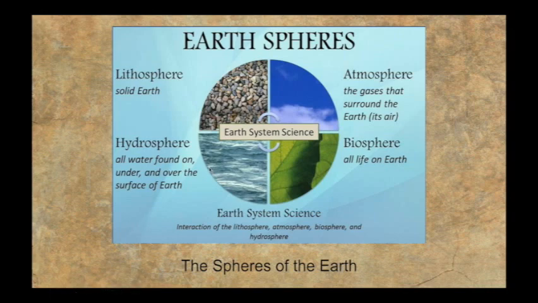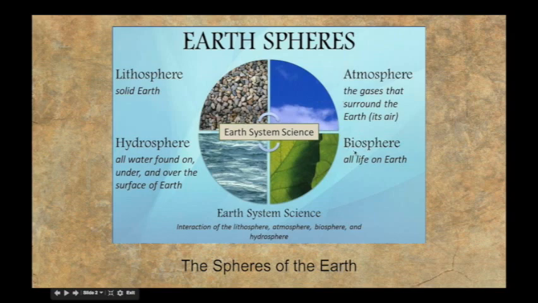First, we're going to look at a quick summary of what the main spheres of the Earth are. We have the lithosphere, which is all solid Earth. This involves rocks, dirt, all that good stuff. We have the hydrosphere, which is all the water that is found on Earth, lakes, rivers, streams, creeks. We have the atmosphere, which are the gases that surround our planet, mostly nitrogen and oxygen, but this is a thin layer of gas all the way around our planet.